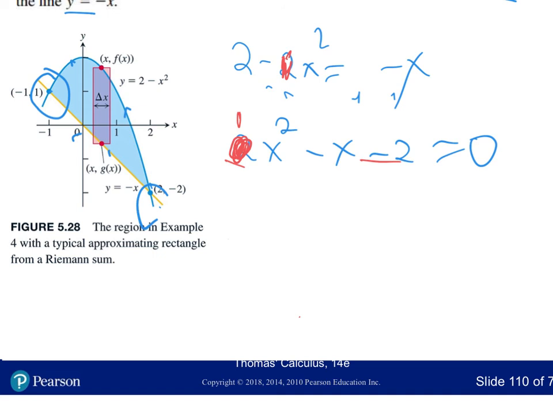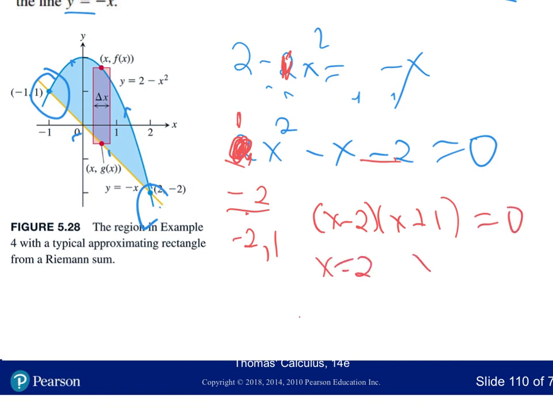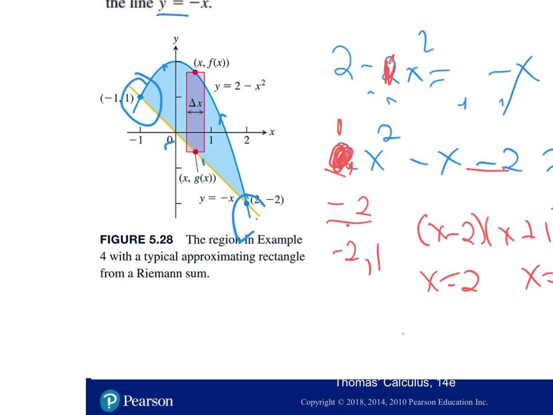So I moved everything over. All right, so here goes. 1 times a negative 2 is a negative 2. Numbers that multiply to get a negative 2 that add up to negative 1. That's a negative 2 and a 1. Bingo, found it. That means x minus 2 times x plus 1 should be 0. X has to be 2 and x has to be a negative 1, which happens to be my limits. There's the negative 1. There's the 2.